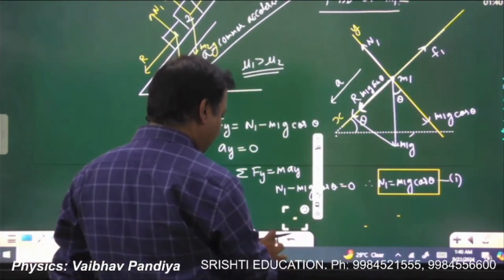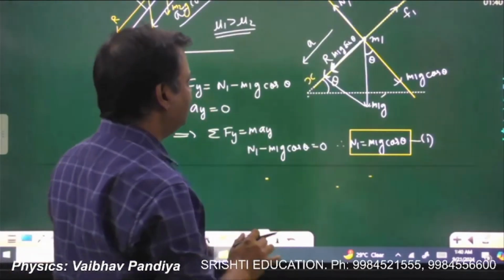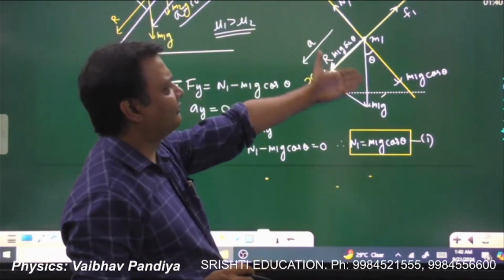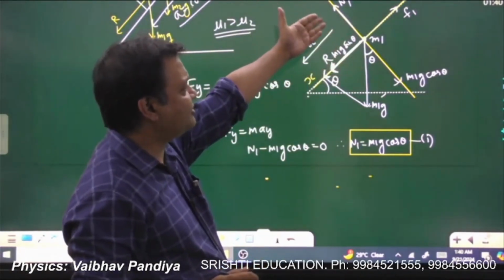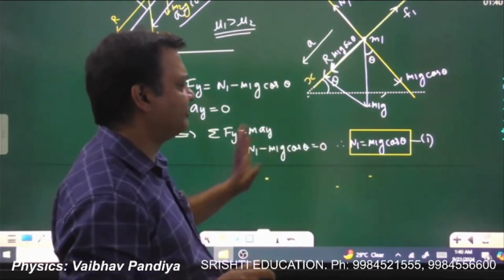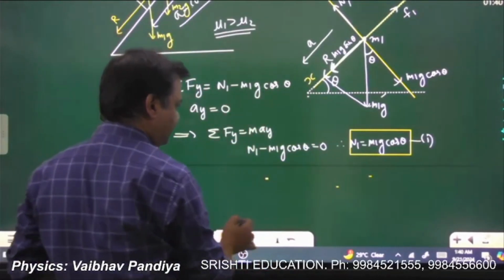See, I did the complete working, writing all steps of Newton's law. You could have also used a shortcut approach. There is no motion on the y-axis, so net force on the y-axis would be 0. So N1 must be balancing M1G cos theta. You can also write this directly in case of an MCQ, but we are going for the complete working, so that's why I'm writing each and every step.